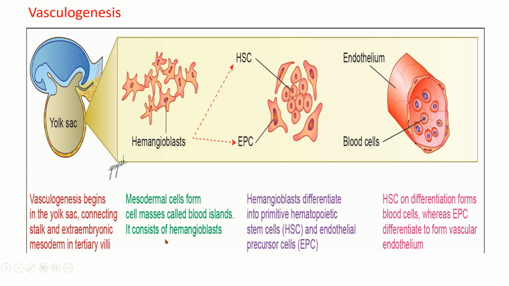So you can see the vasculogenesis beginning with the formation of the hemangioblast, differentiating into hematopoietic stem cells and endothelial precursor cells. So endothelial precursor cells forming the endothelium, hematopoietic stem cells forming the blood cells.